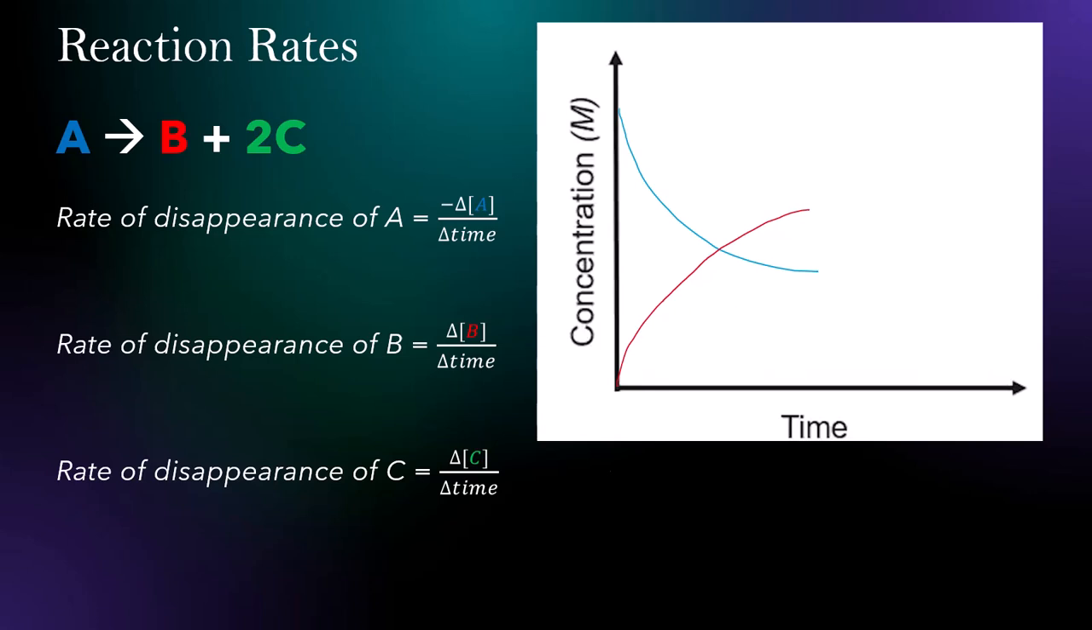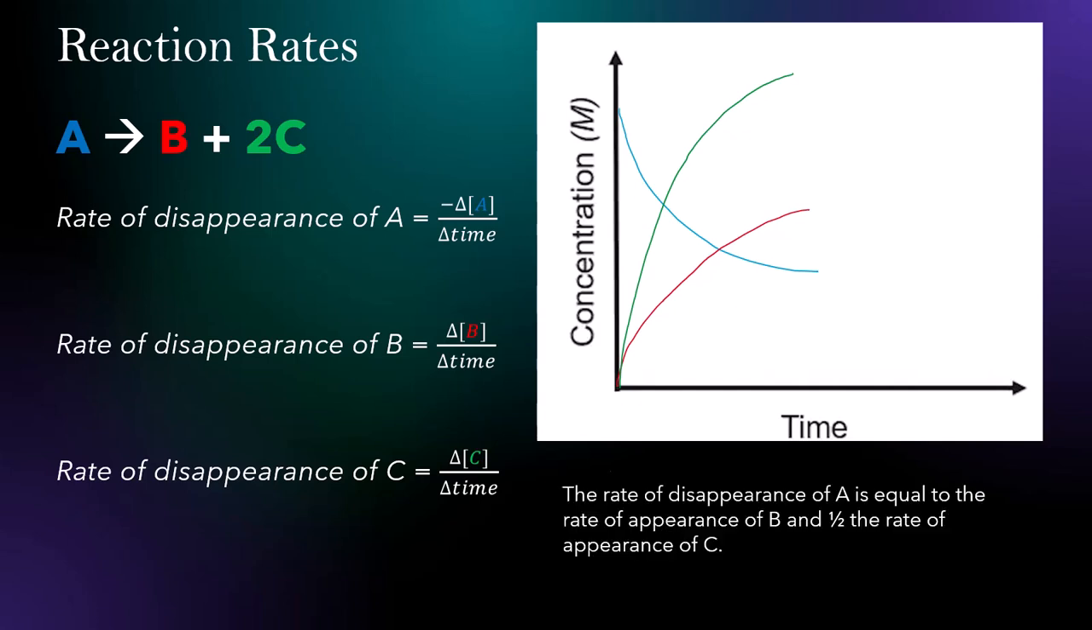And in order to reflect that, basically you're stretching the graph by a factor of 2, just like you would in math. So you should see the concentration of C increasing more rapidly in the same amount of time. And this is reflected in the graph, as you can see on the right. So the rate of disappearance of A is going to be equal to the rate of appearance of B and half the rate of appearance of C. Now again, remember, the unit for these reactions is molarity over time.